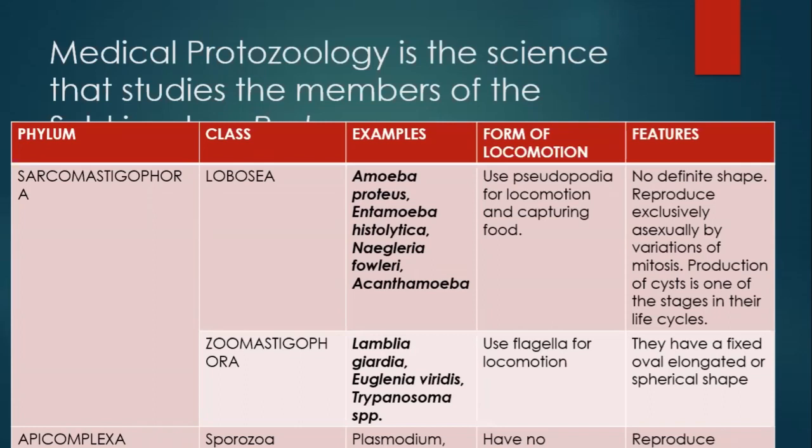So basically, we have three major phyla we're dealing with in protozoans under medical parasitology: phylum Saccomastigophora, which divides into class Lobosea and Zoomastigotes; phylum Apicomplexa, with class Sporozoa, which reproduce by sporogony; and phylum Ciliophora, the ciliated organisms, under which we have class Litostomatea, that's Balantidium coli. All right, let's move on to the next slide.